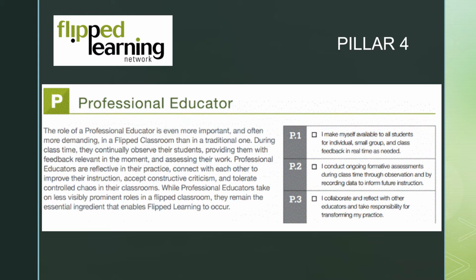While professional educators take on less visibly prominent roles in a flipped classroom, they remain the essential ingredient that enables flipped learning to occur. The checklist for a professional educator is: I make myself available to all students for individual, small group, and class feedback in real time as needed. I conduct ongoing formative assessments during class time through observation and by recording data to inform future instruction. And I collaborate and reflect with other educators and take responsibility for transforming my practice.